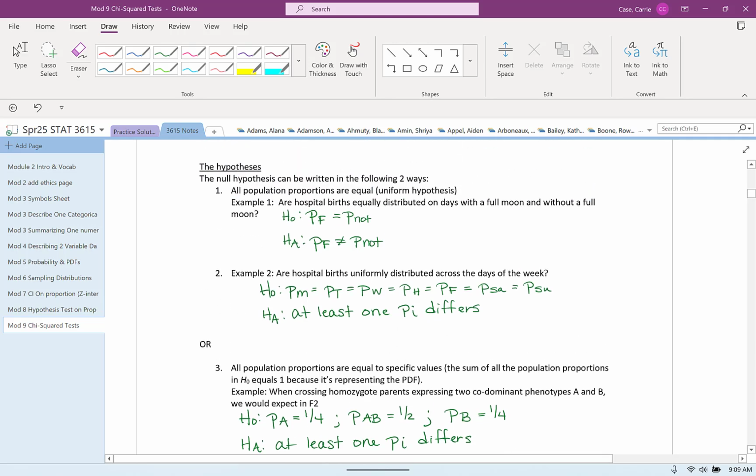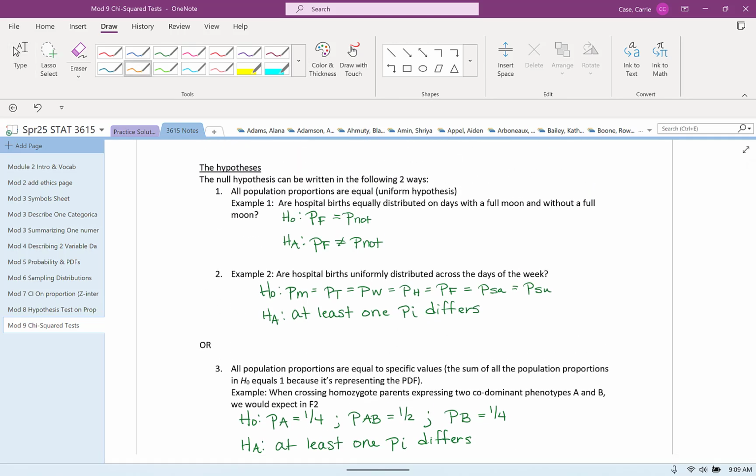Notice that we wrote this second way with numbers. We can actually do that with the first two. So the first one only has two proportions, so each of these proportions has to be equal to 1/2 or 50%. And so in the alternative, we're saying that they are not equal to that. For example 2, there are 7 proportions, and so we're saying that they're each equal to 1/7. And for the alternative, we're saying that at least one of these is not equal to 1/7.